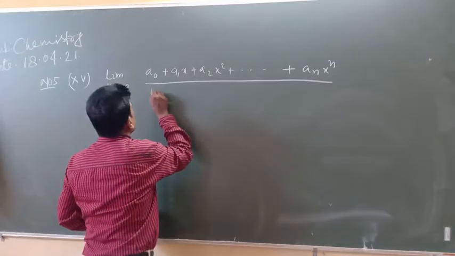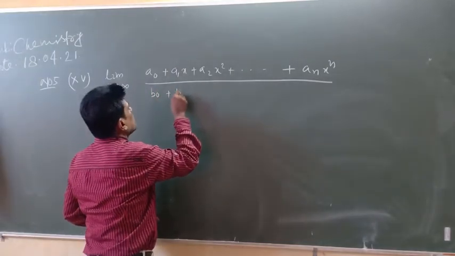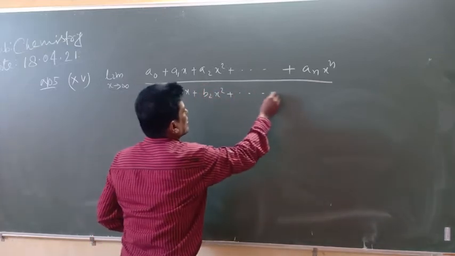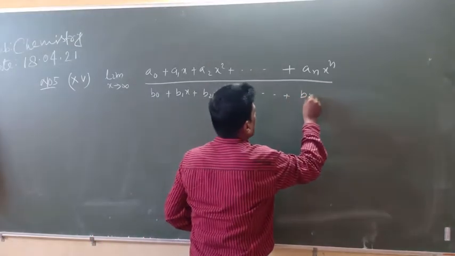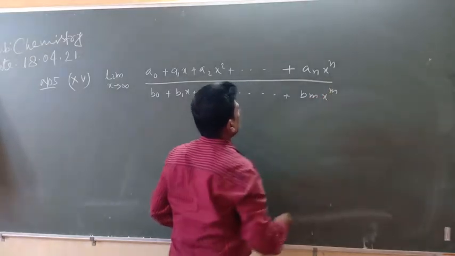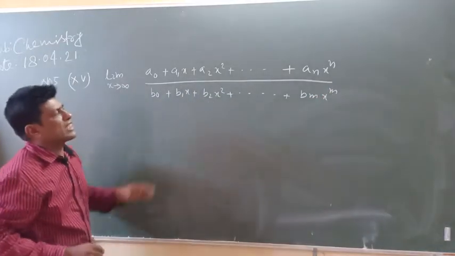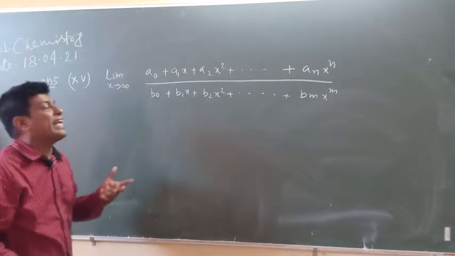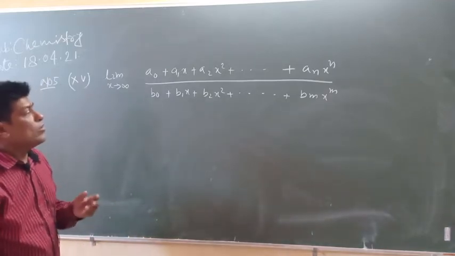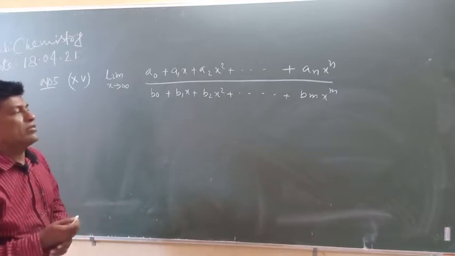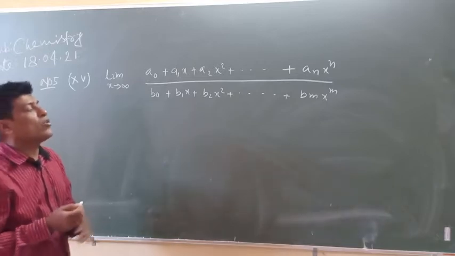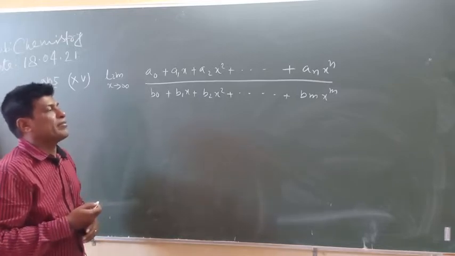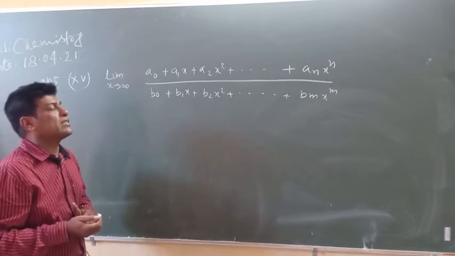b0 plus b1x plus b2x squared, and so on, plus bm x to the power m. In this case, we don't know the values of n and m. No doubt n and m are integers, the powers of x, but we don't know what they are. So given n and m, there are 3 conditions that arise.